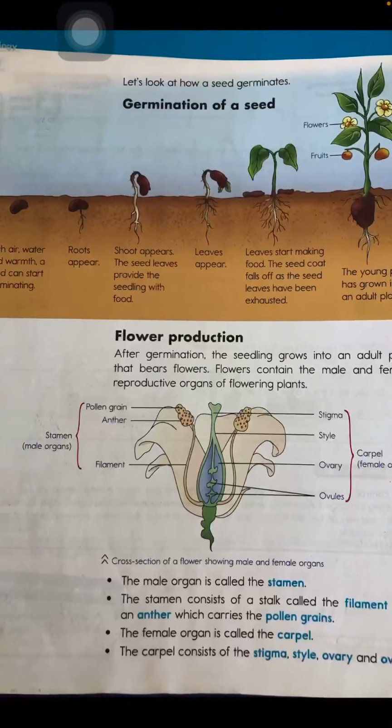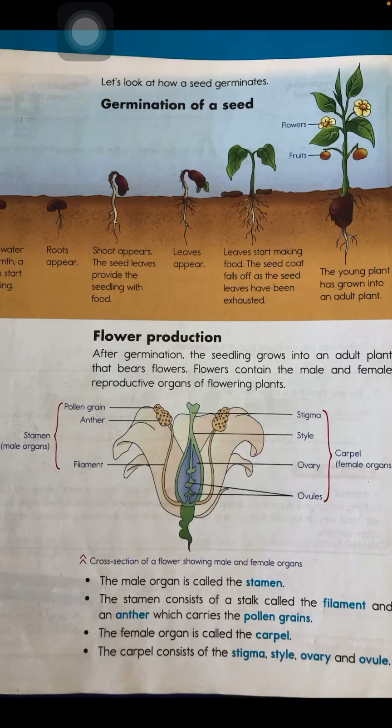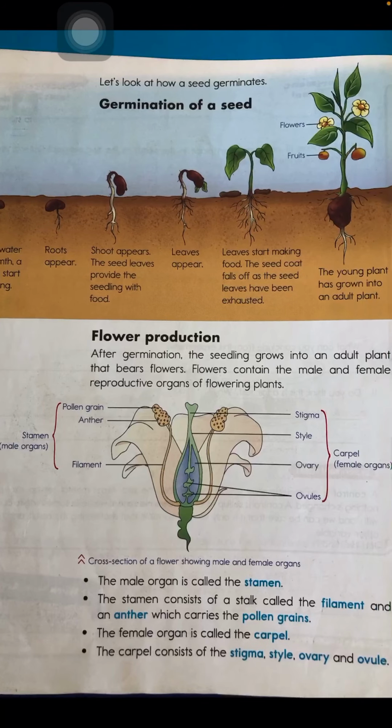It is very important so that you can understand the structure of the flower, and after that you can understand the term fertilization. In detail, the male organ is called the stamen. The stamen consists of a stalk called the filament and the anther, which carries the pollen grains. The other name of the male organ is the stamen.